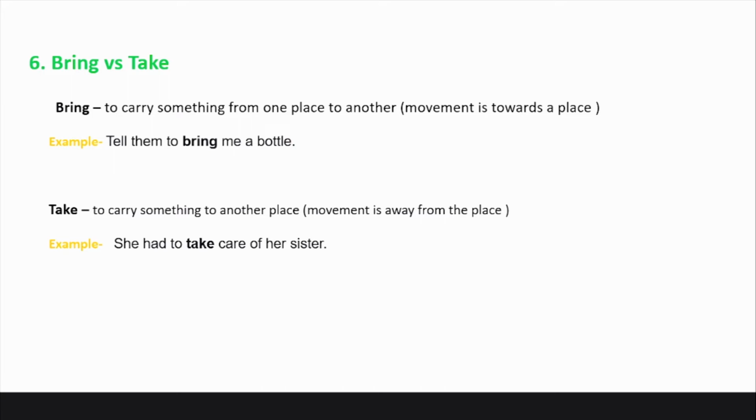Let's look at a sixth pair, bring and take. Bring means to carry something from one place to another, and movement is towards a place. Let's look at the example. Tell them to bring me a bottle. Take, meaning to carry something to another place, and in this, movement is away from the place. Let's look at the example. She had to take care of her sister.